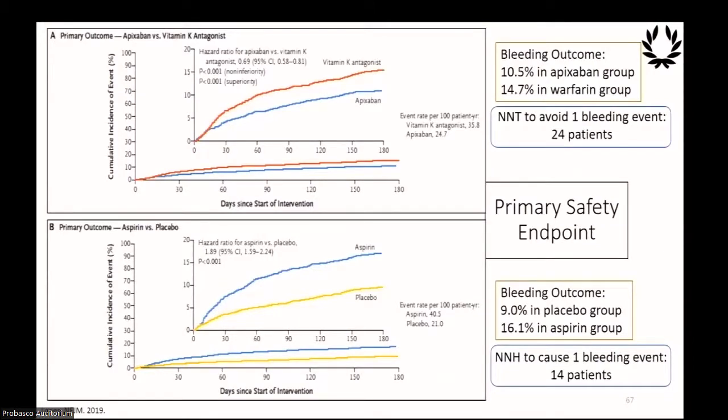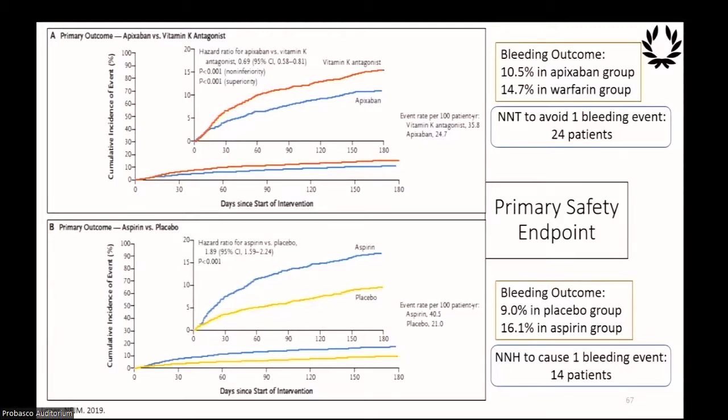So this slide looks at the primary outcome looking at the 2 different randomizations, apixaban versus warfarin, and on the bottom, aspirin versus placebo. The primary outcome occurred in 10.5% in the apixaban group and 14.7% in the warfarin group. This was a statistically significant difference that was not only statistically significant for non-inferiority, but also for superiority. Taking the hazard ratio, you can calculate a number needed to treat of 24 patients to prevent 1 bleeding event if the patient is receiving apixaban versus warfarin.